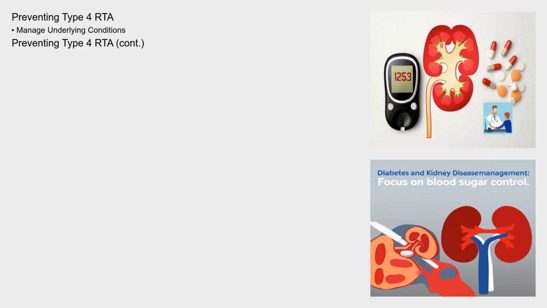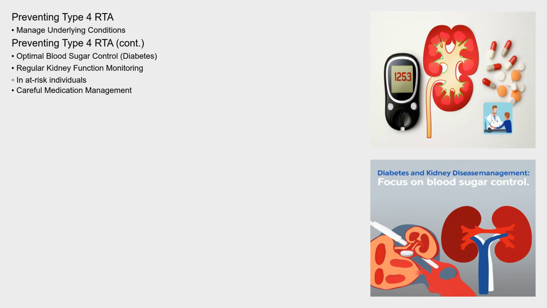Preventing type 4 RTA largely focuses on managing the underlying conditions that can lead to it. For individuals with diabetes, maintaining optimal blood sugar control is paramount. Regular kidney function monitoring, particularly in those at risk, can help detect early signs of RTA. Careful medication management and avoiding potassium-sparing diuretics in susceptible individuals are also essential preventive measures.